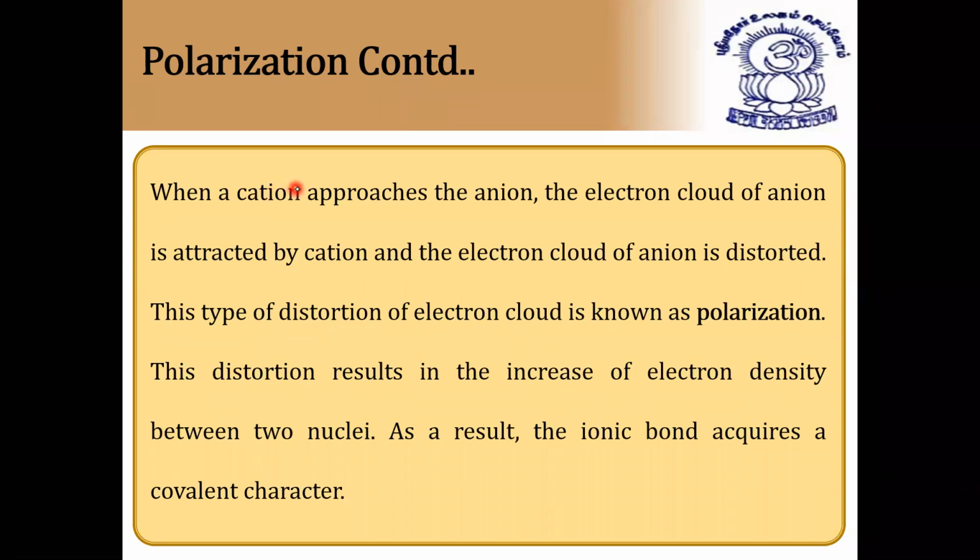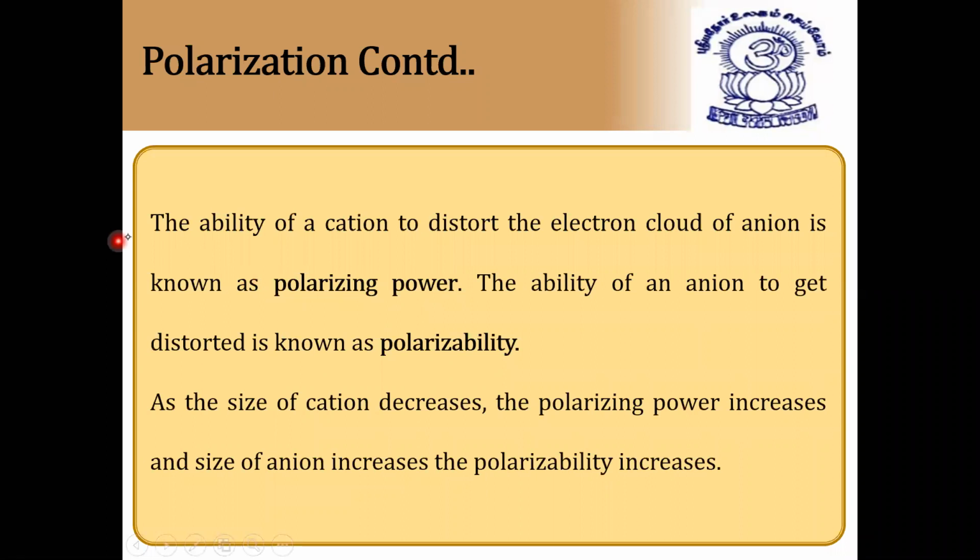What is polarization? When a cation approaches the anion, the anion's electron cloud gets distorted. This type of distortion is known as polarization. Let us continue. The ability of a cation to distort the electron cloud of an anion is called polarizing power. The ability of an anion to get distorted is known as polarizability.